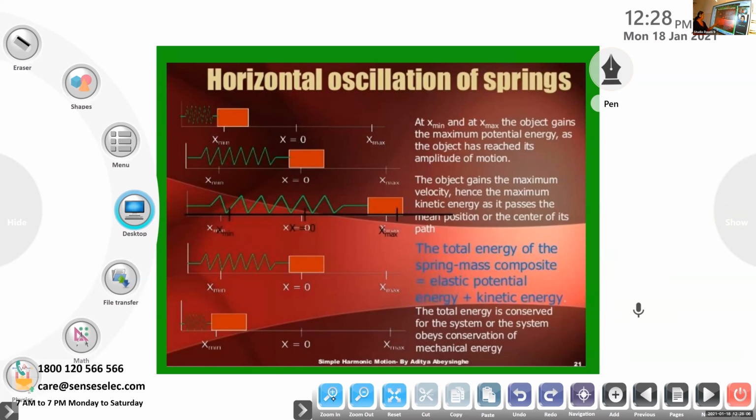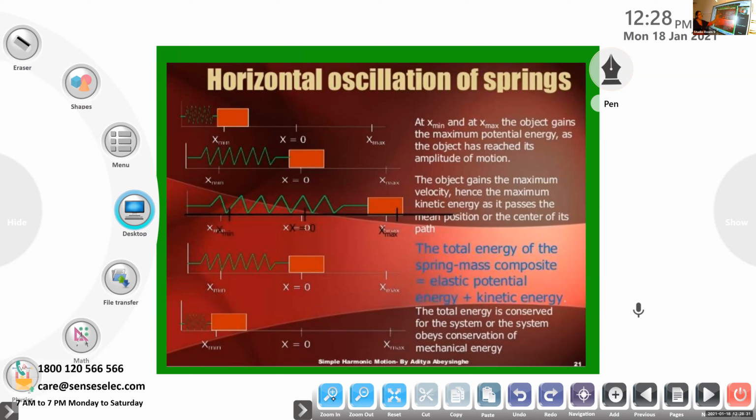The second figure is again coming back. So it has been given starting from the mean position, extending, then coming back to the mean position and then compressing. So the left side of the spring, we can call minimum displacement, and the right side we can indicate as maximum displacement.